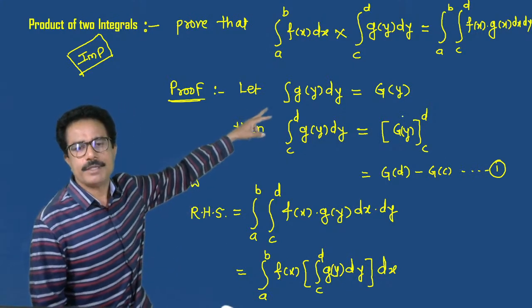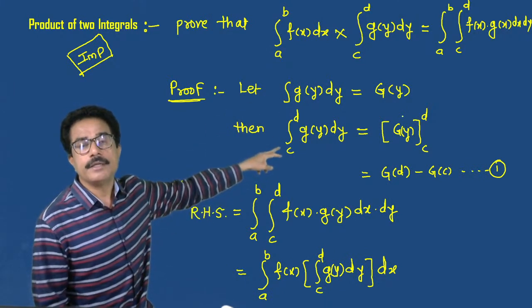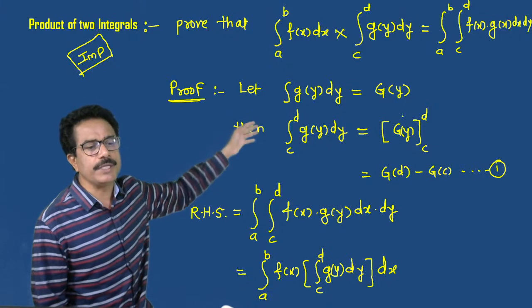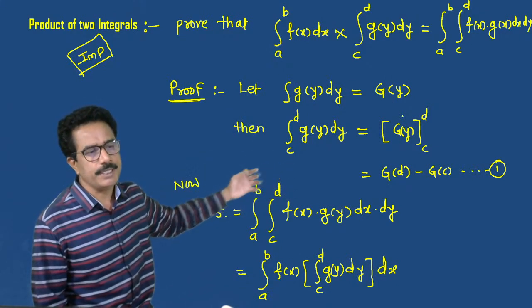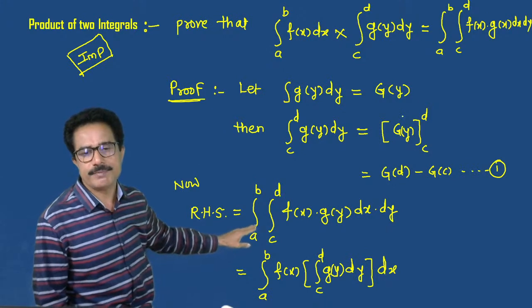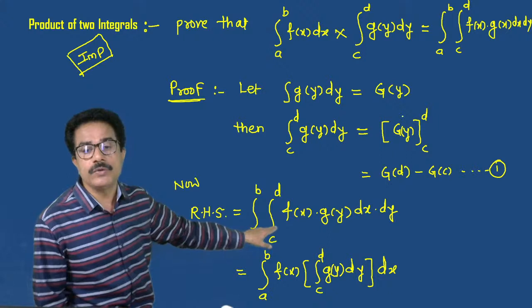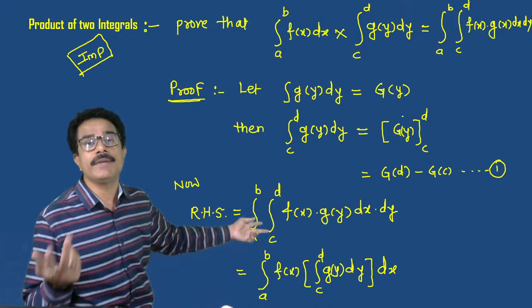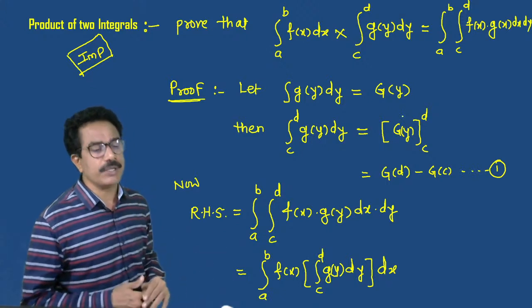Suppose that this integration of small g is capital G, so we can write the definite integral from C to D, capital G of D minus capital G of C. Now we consider the RHS. In that RHS, there is a product of two functions. They have different variables, so we can take integration one by one.